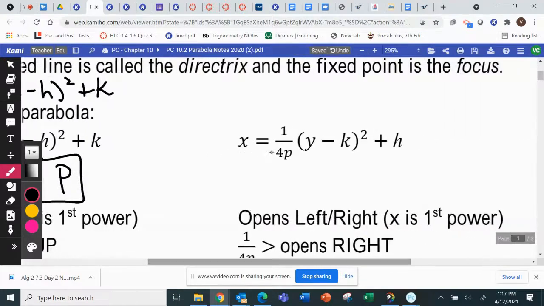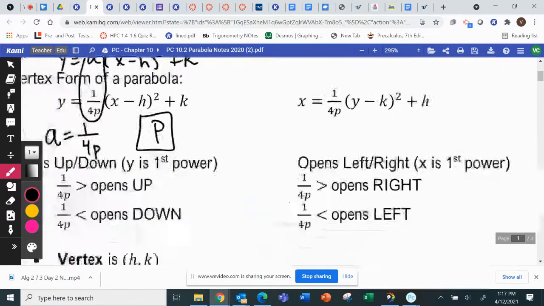The other version of our equation would be the kind that open left or right, and that's going to start with an x equals. We still have 1 over 4p, but now it has y minus k squared on the inside, and now on the outside is the h. So all the x's and y's completely switch spots. That's what's going to make it open left or right.